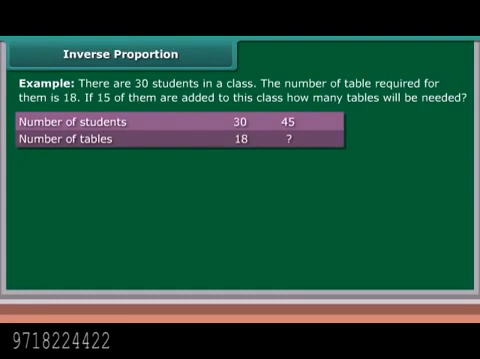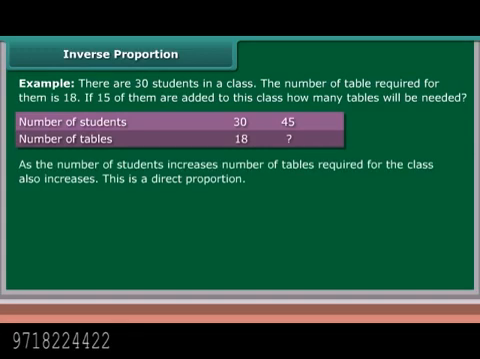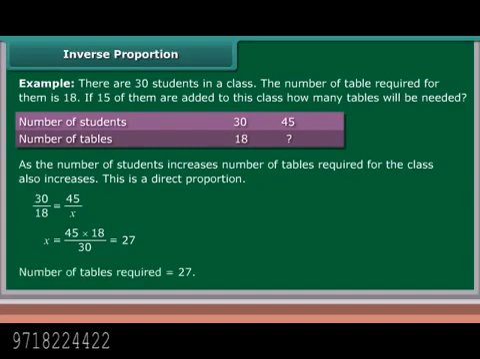Example. There are 30 students in a class. The number of tables required for them is 18. If 15 more students are added to this class, how many tables will be needed? As the number of students increases, the number of tables required for the class also increases. This is a direct proportion. 30 upon 18 is equal to 45 upon x. X is equal to 45 into 18 upon 30, which is equal to 27. The number of tables required is 27.